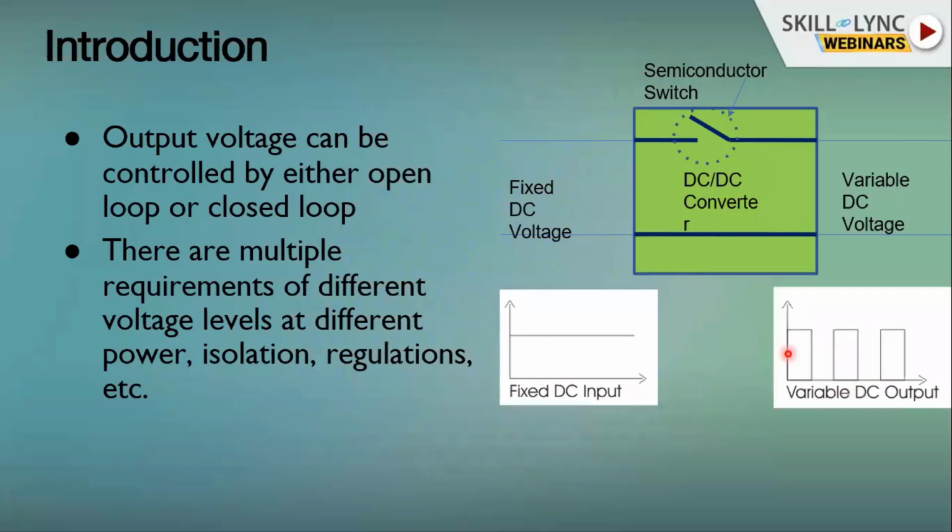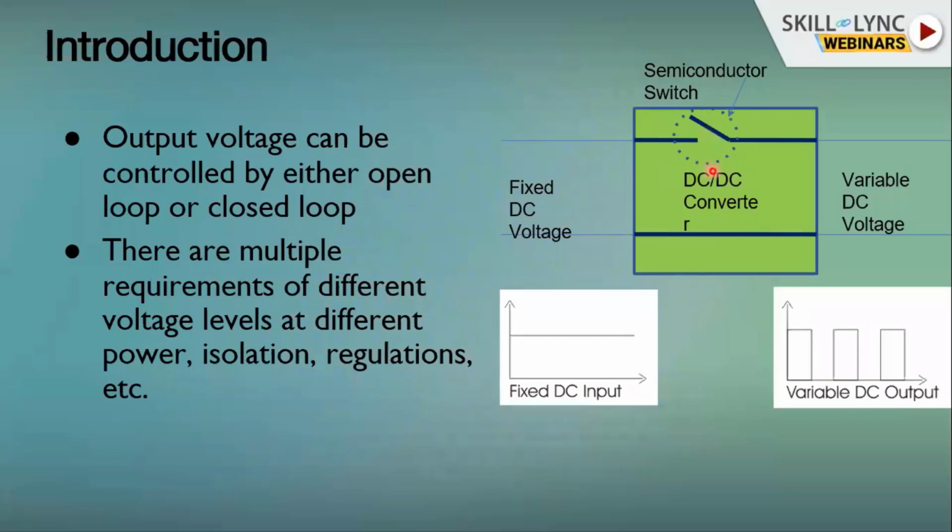How is it variable? To see the voltage amplitude, you have to take the average here. So definitely the output voltage will be lower than the input voltage. The output voltage can be controlled based upon how you switch your switch. It's in your hand what amplitude of DC voltage you need, and accordingly you can switch it. This can be either open loop or closed loop control.